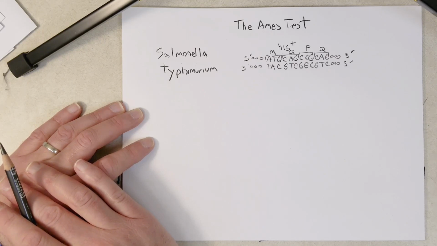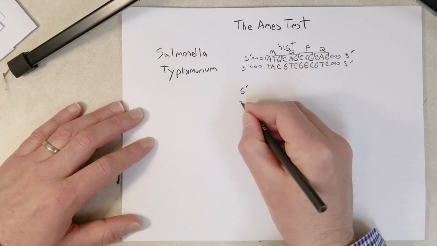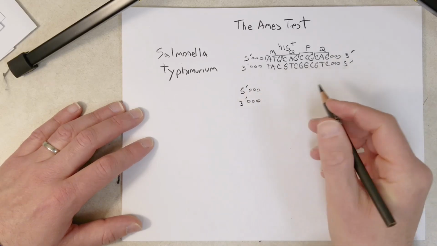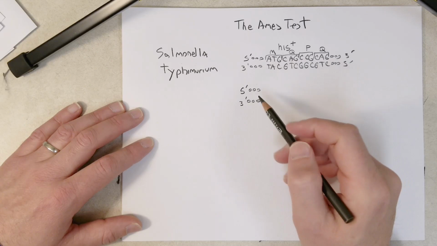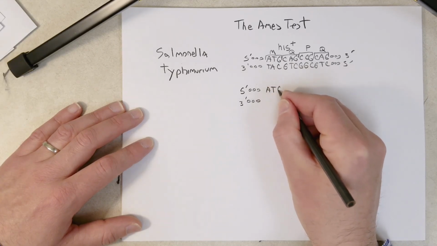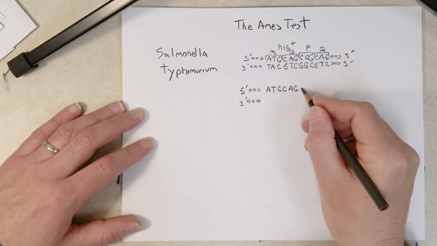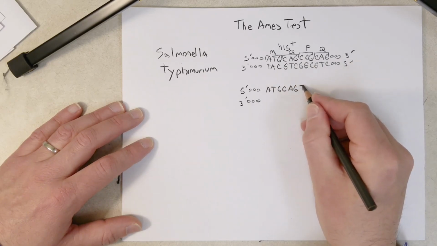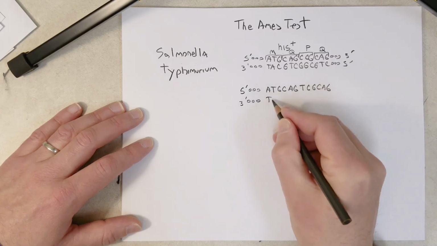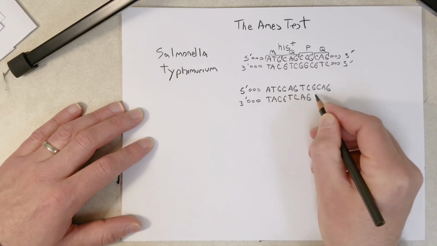Now, let's say this is the wild type histidine gene, one of the genes required to make the amino acid histidine. With the Ames test, one of the strains used is mutated in a gene required to make histidine. So let's say it's this one. Now let's say the mutation is right here. So instead of a C, let's say there's a T. You put the complementary strand in.